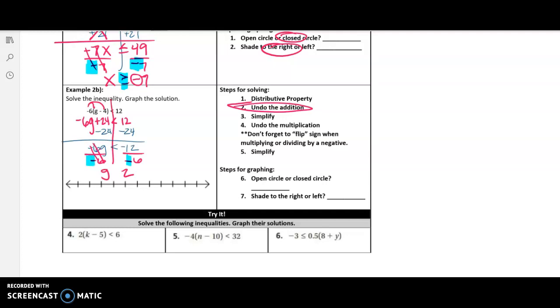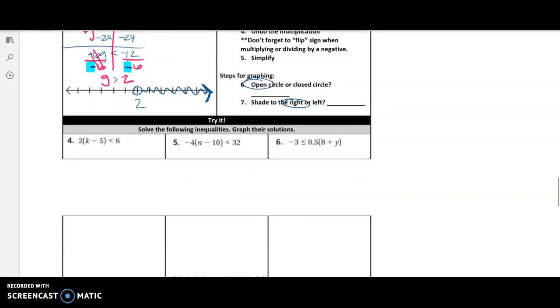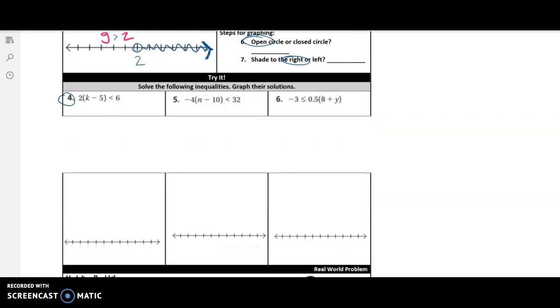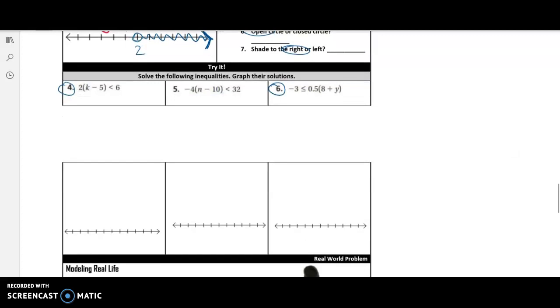But because I divided by a negative on both sides, that is actually going to flip my inequality. So I know that g is greater than 2. On my graph, since there's not a line underneath my inequality, it's an open circle, and it's a greater than sign, so I am going to go to the right, so that way it's all the numbers bigger than 2. So I want you to try 2, and I want you to try 6. And then check your answers with mine.